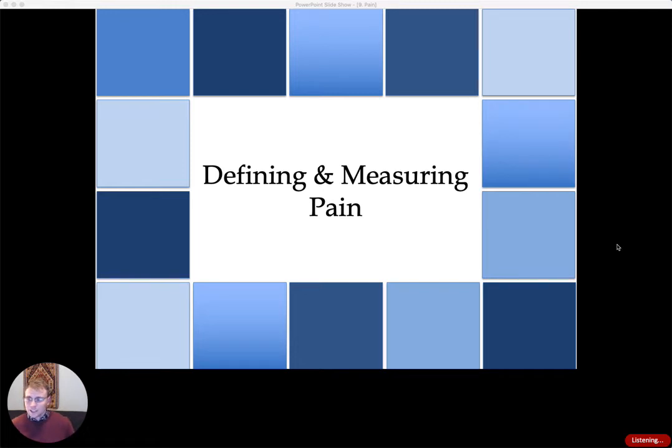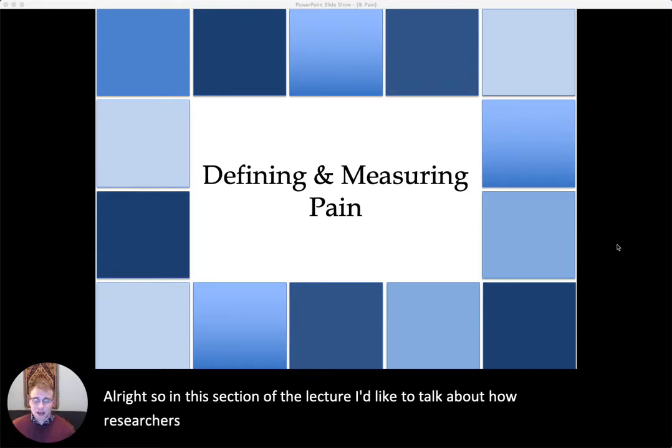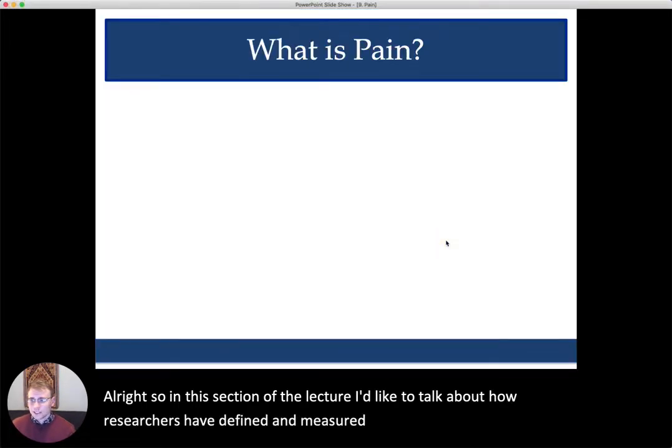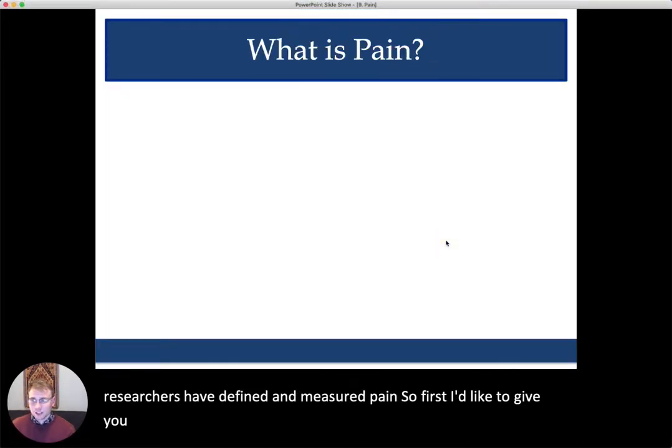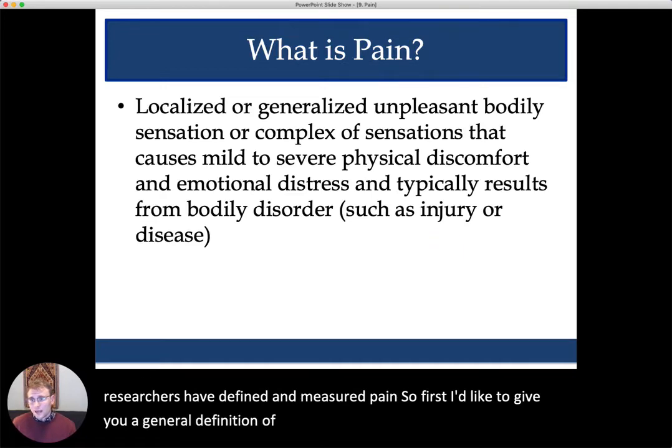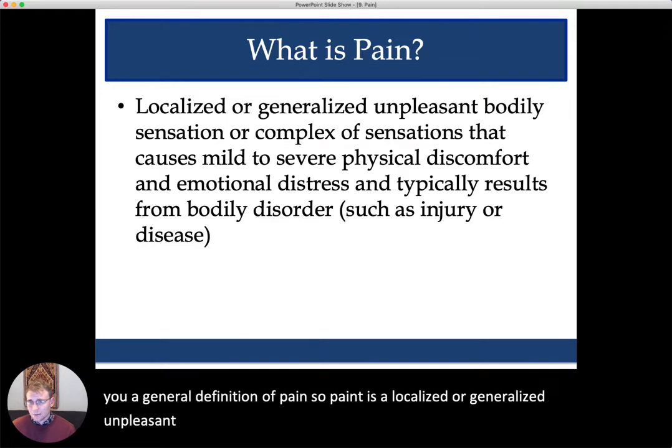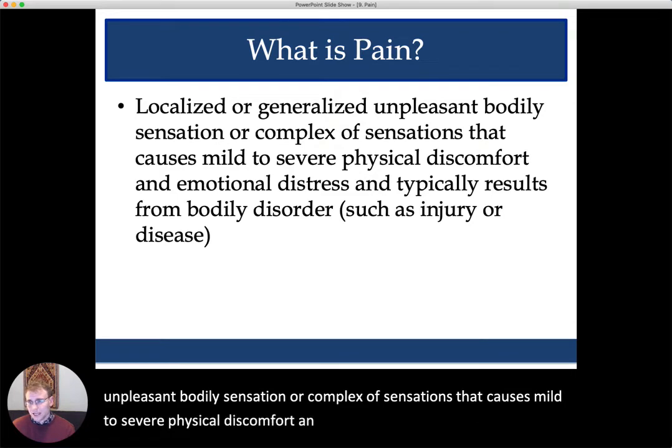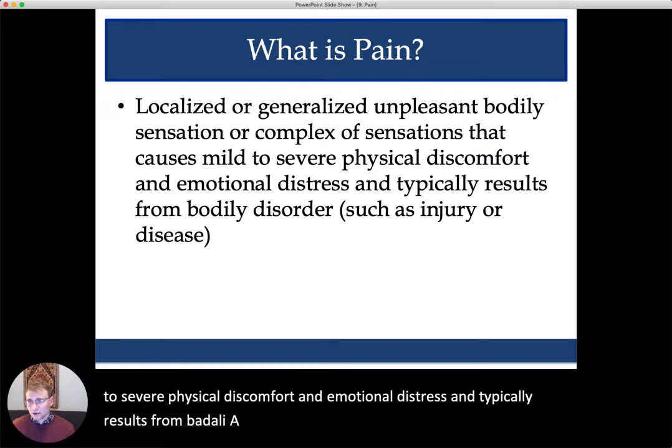All right, so in this section of the lecture, I'd like to talk about how researchers have defined and measured pain. So first, I'd like to give you a general definition of pain. So pain is a localized or generalized unpleasant bodily sensation or complex of sensations that causes mild to severe physical discomfort and emotional distress and typically results from bodily disorders such as injury or disease. Right? And really key there is that word typically.